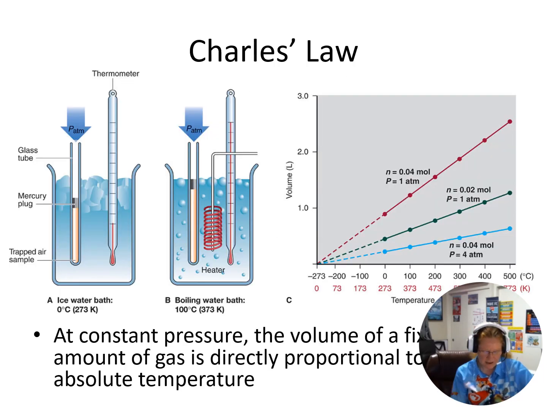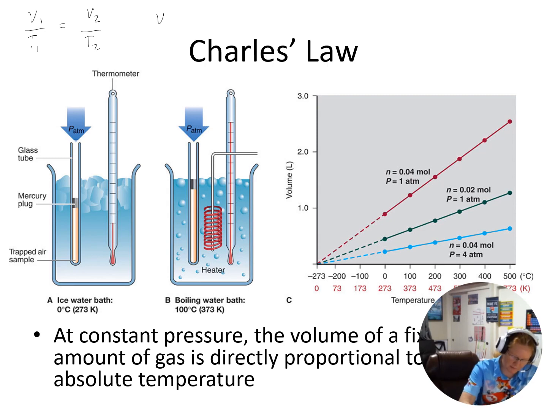Okay, our next is Charles's law. All right, so Charles is looking at volume and temperature. So Charles says that at a constant pressure, the volume of a fixed amount of gas is directly proportional to the absolute temperature. Okay, so what we're saying here is we've got a relationship. We've got volume 1 over temperature 1 will be equal to volume 2 over temperature 2. And these are directly proportional.